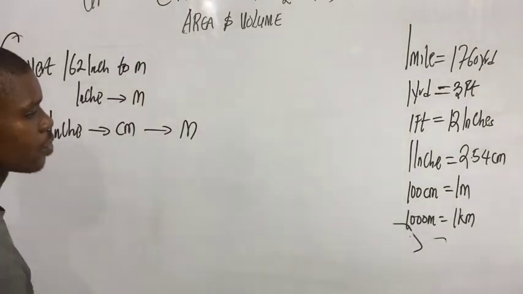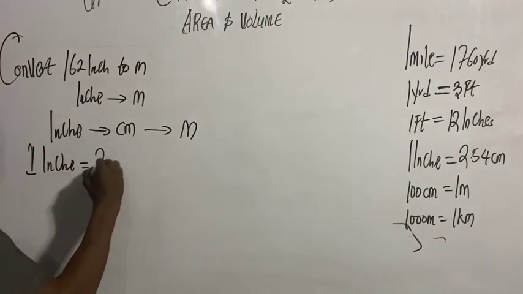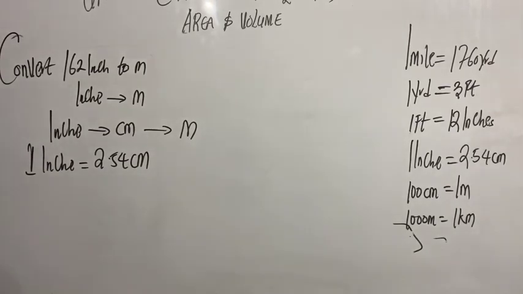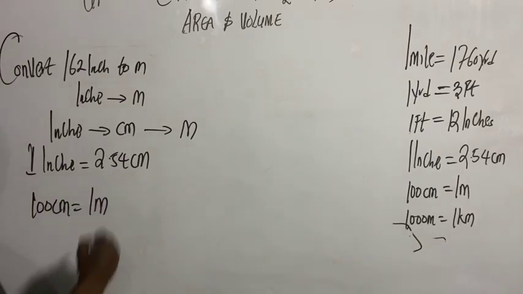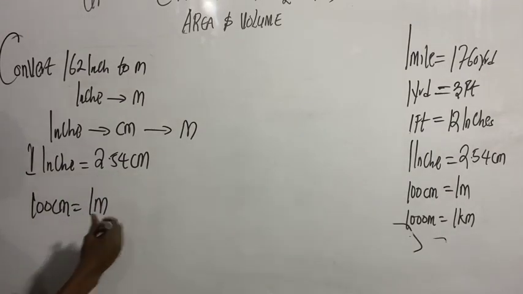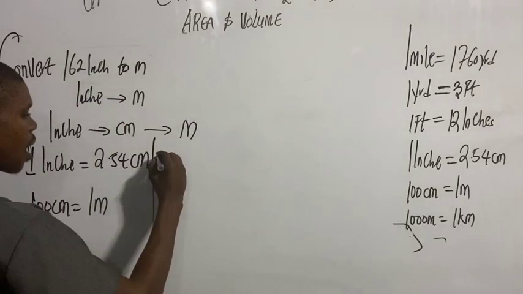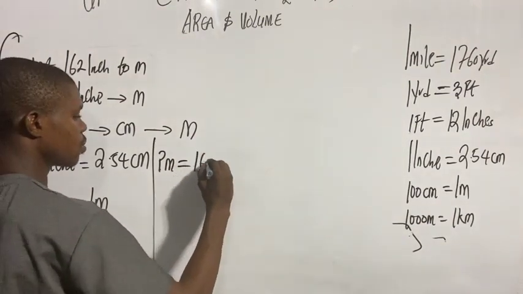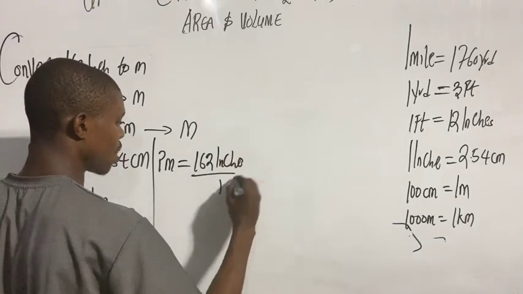So here I have 1 inch is equal to 2.54 centimeter, right? Here I have 100 centimeter equals to 1 meter. So I'm using these two relationships here. So if I use dimensional analysis here, now I'm converting to meter, right? Because 162 inch over 1 times.